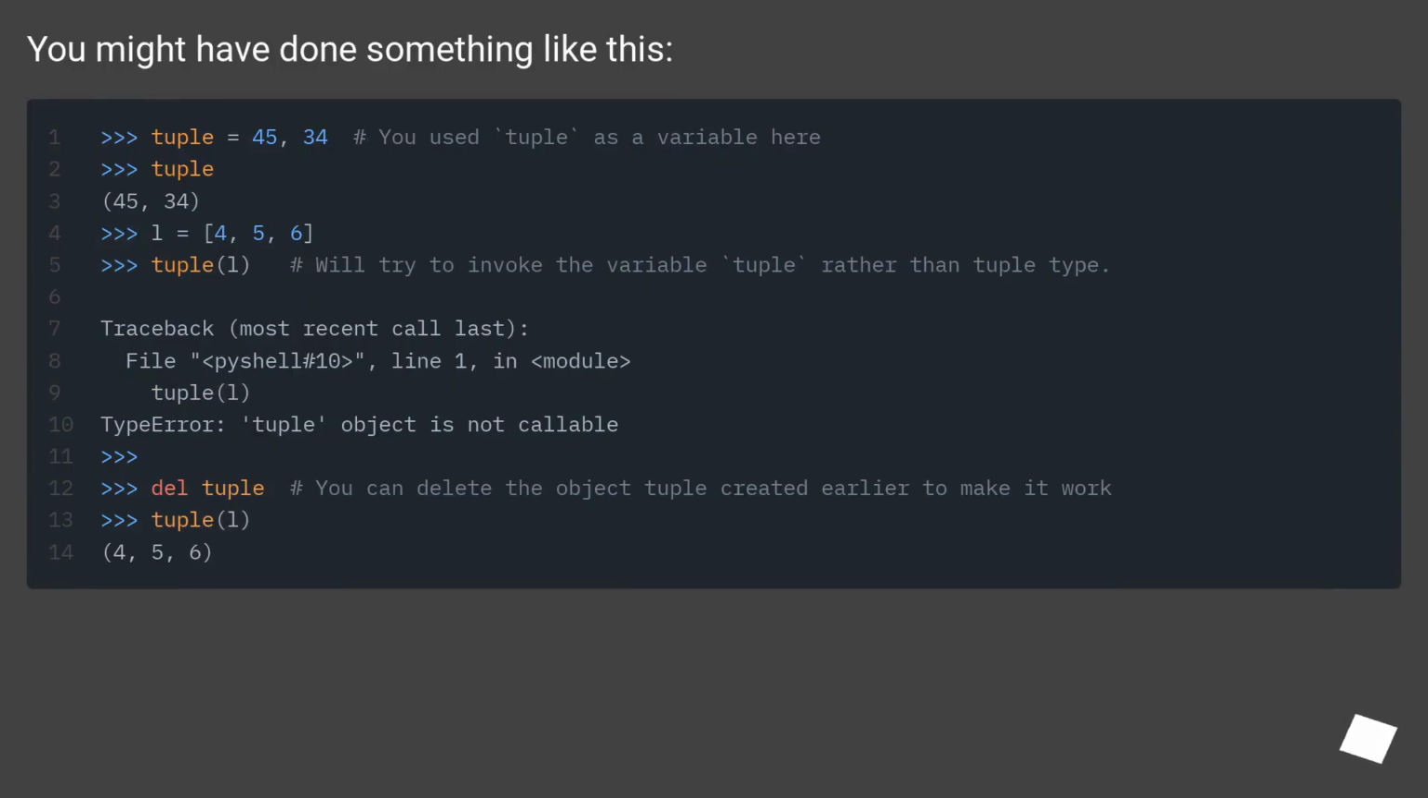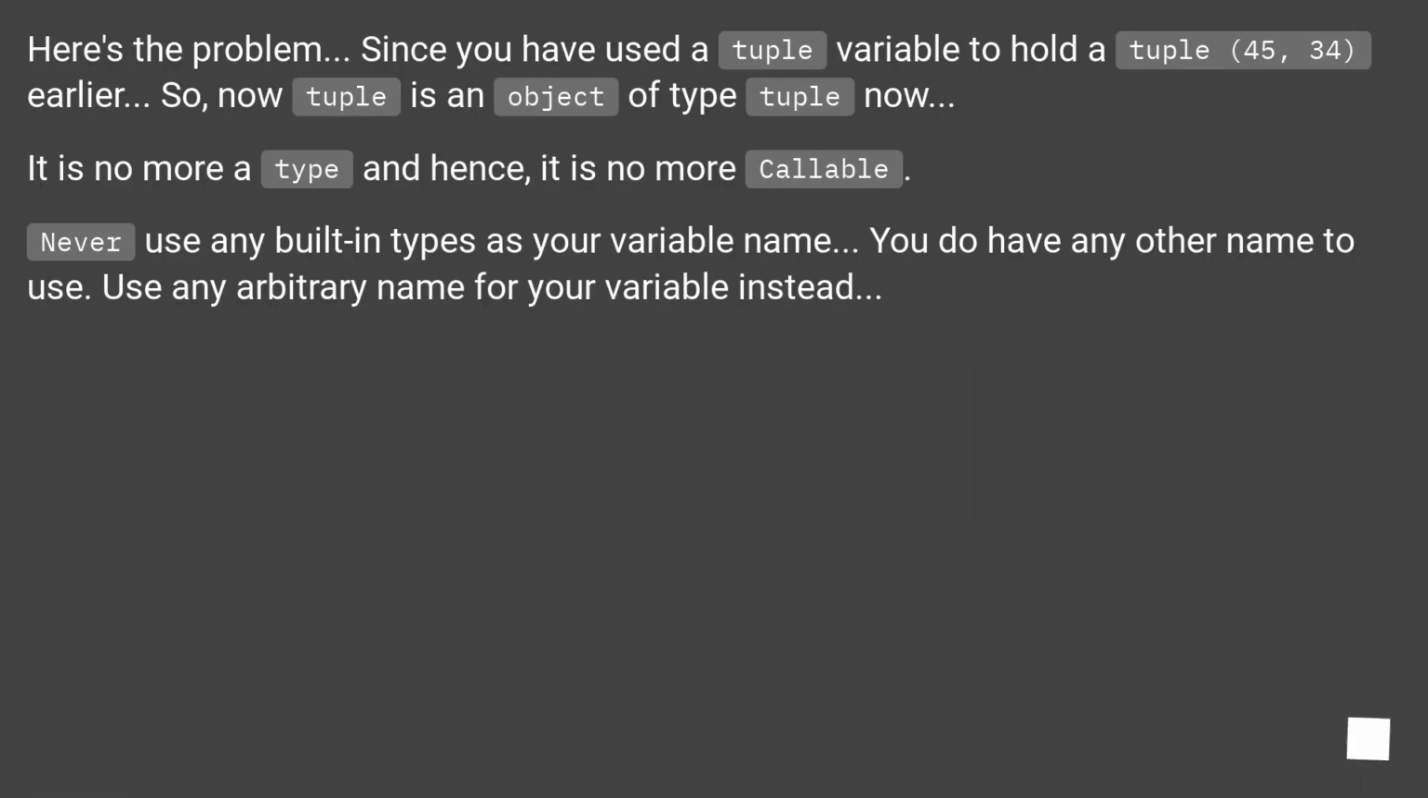You might have done something like this. Here's the problem. Since you have used a tuple variable to hold a tuple, (45, 34), earlier, now tuple is an object of type tuple. It is no more a type and hence, it is no more callable.